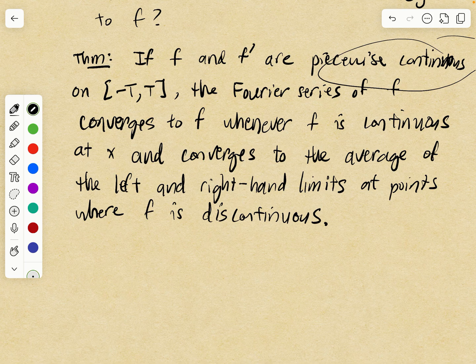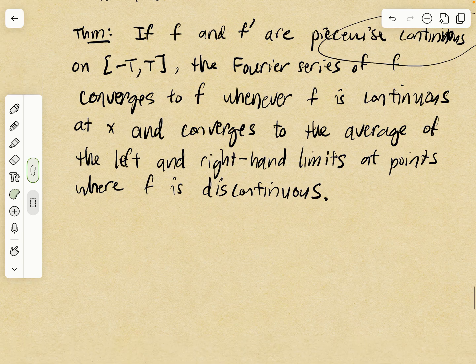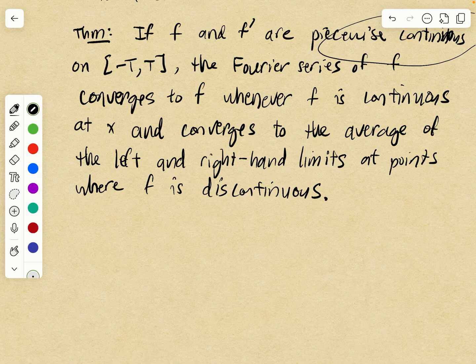Okay. The only place where f of x is not equal to the Fourier series is when your function isn't continuous. And when the function isn't continuous, if you plug in a point where the function is not continuous into the Fourier series, then you end up getting the average of the left and right hand limits of the function. So let's look at a quick example to illustrate what this is saying.